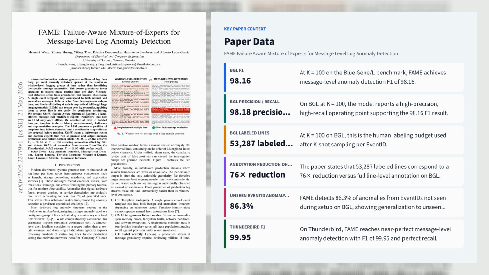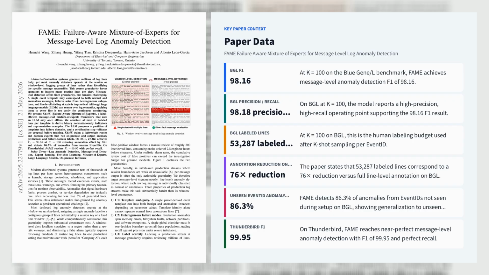On Thunderbird, where anomalies are structurally separable, it achieves F1 equals 99.95 with perfect recall. Compared with direct in-context LLM classification, which reaches up to F1 equals 96.92 on BGL and incurs $6,698 to $10,047 per run for frontier models, FAME costs $10.23 one time and processes up to 1.2 million lines per hour on a single 4-GPU node.